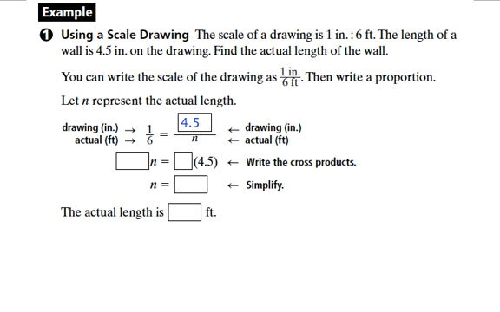Now we're ready to cross multiply. We're going to cross multiply n times 1, which is 1n, and 6 times 4.5. 1 times n is n. 6 times 4.5 is 27. The actual length is 27 feet.